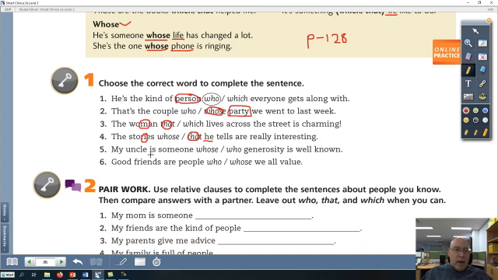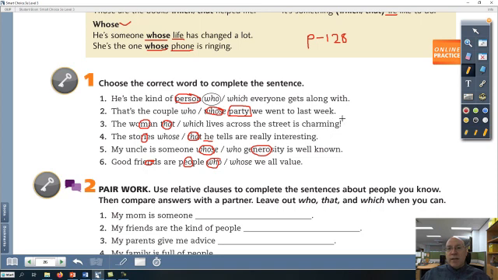Number 5. My uncle is someone whose or who generosity is well known. Generosity is a possession. It's owned by the uncle. So we're going to say whose. My uncle is someone whose generosity is well known. Last one here, number 6. Good friends are people who or whose we all value. We're talking about people, talking about friends. There's no possession, so we're going to say who. Good friends are people who we all value.